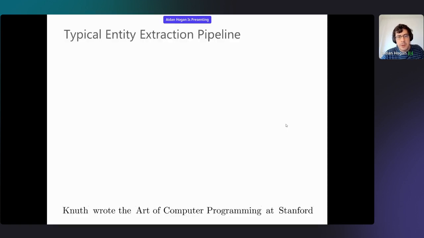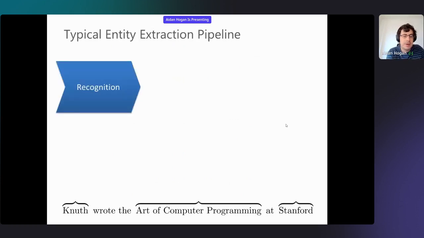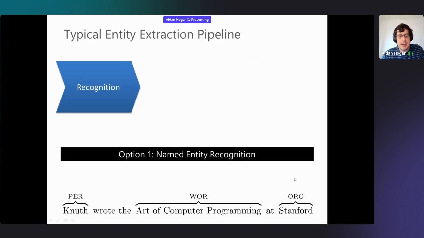So to talk a little bit more about those techniques, in a typical entity extraction pipeline, what we start with is some sort of recognition process to identify the mentions of entities in text. Right? So here we see Knuth, Art of Computer Programming, Stanford being identified as entities. There are two options for doing this. The first option that's very popular for this task is to apply named entity recognition, which has been studied in the natural language processing community for many, many years.